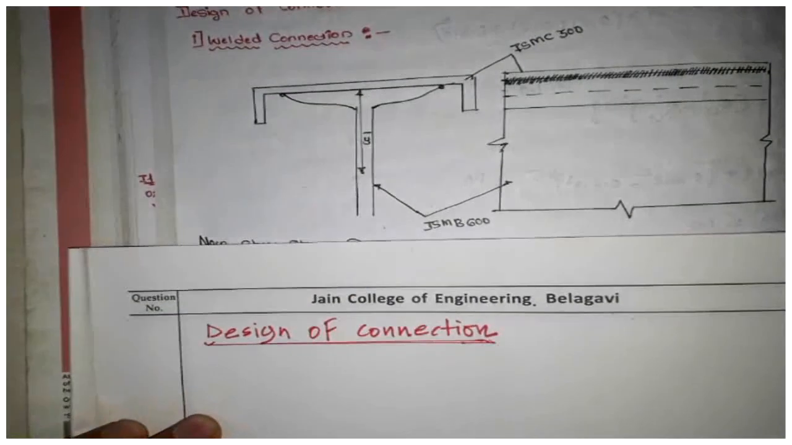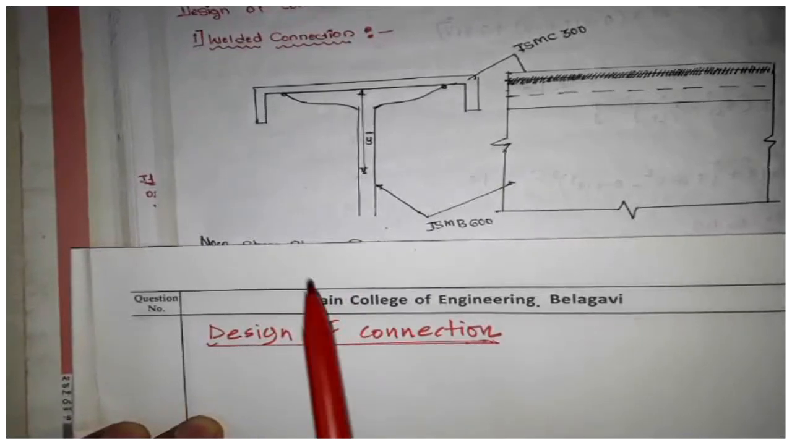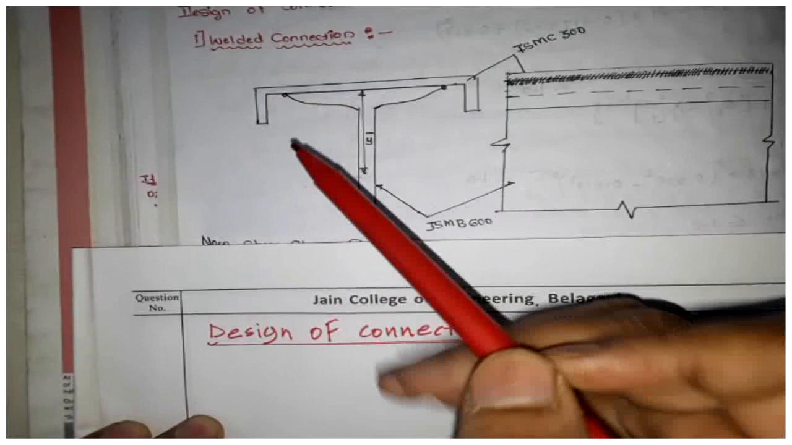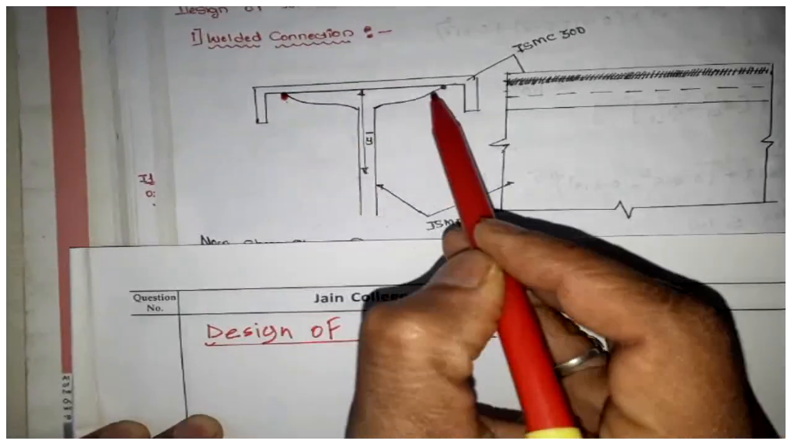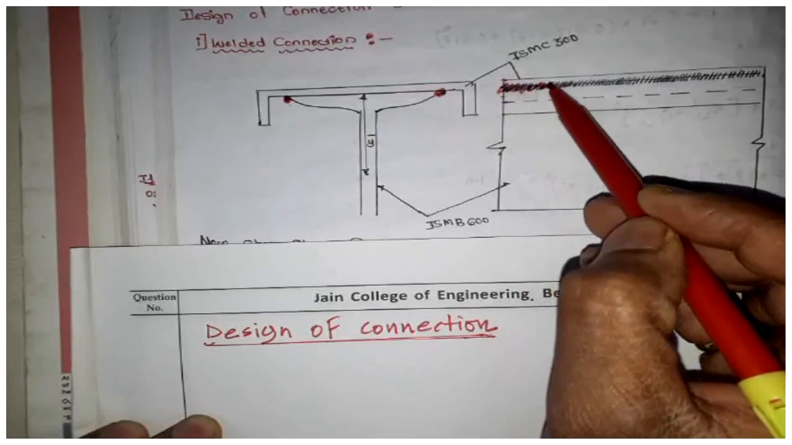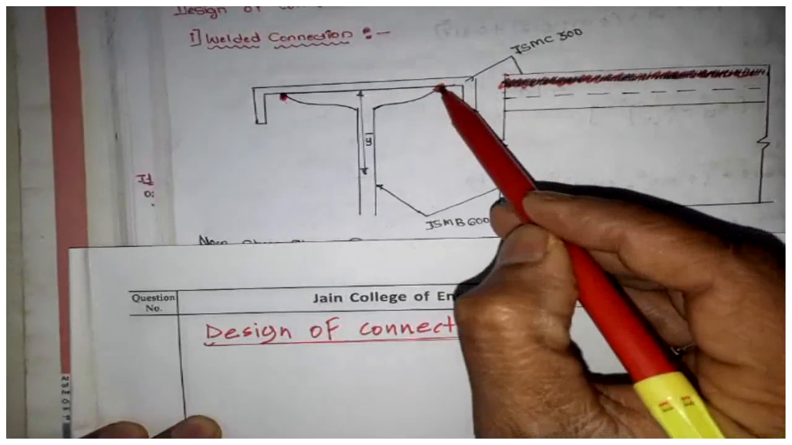Yes, we can see here. First we are going to begin with the welded connection. In the design of connection, we are going to discuss first of all the welded connection. You can see here the welding is provided between the channel section and the I section. The welding will be like this, throughout the length of the gantry girder. So welding should be done between these two.